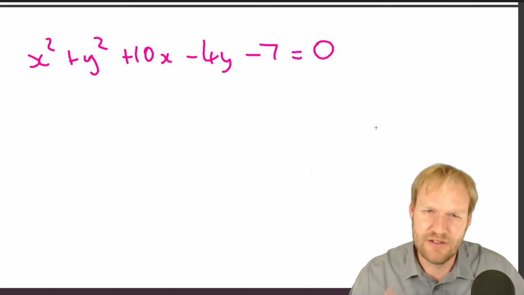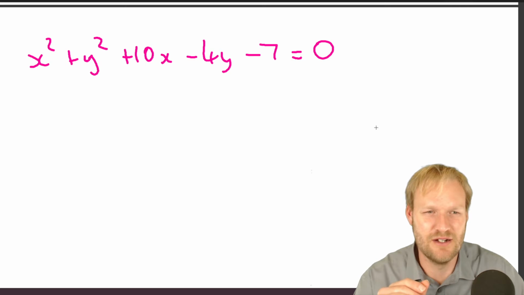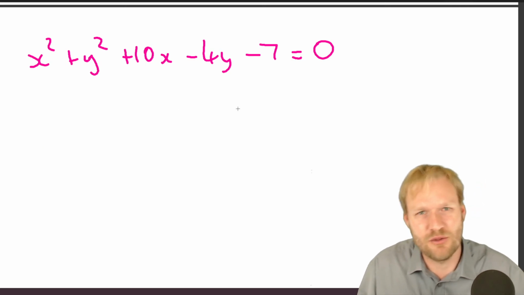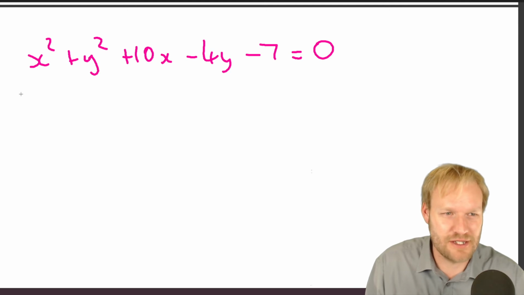What we need to do is find the center and the radius. In other words, we need to do that completing the square idea. So to start with, let's put all our x things together and then all the y things together. So go for it and click yes when you're done.